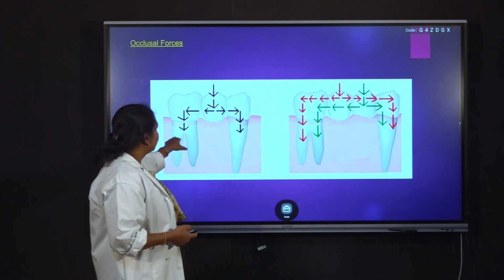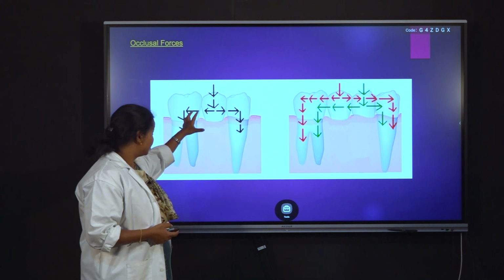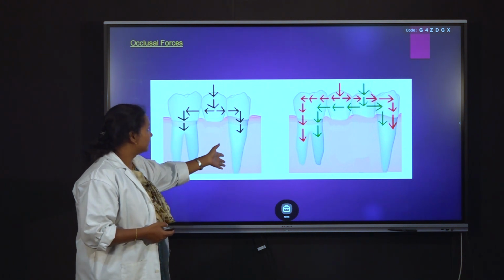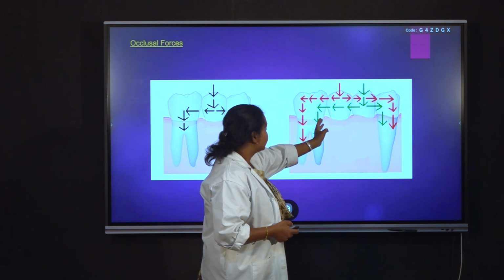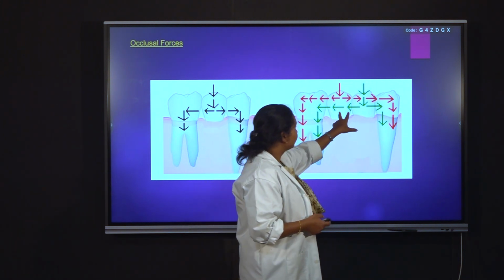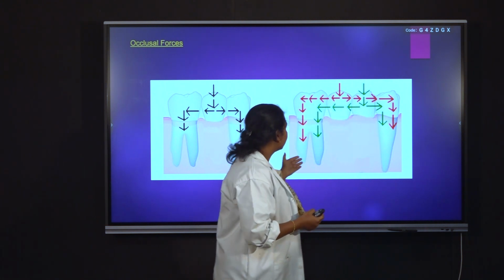This is a picture. Short span Pontics will be distributing less forces to the abutment teeth when compared to long span FPDs. We should see that the buccolingual width is reduced and less force is transmitted to the abutment teeth.